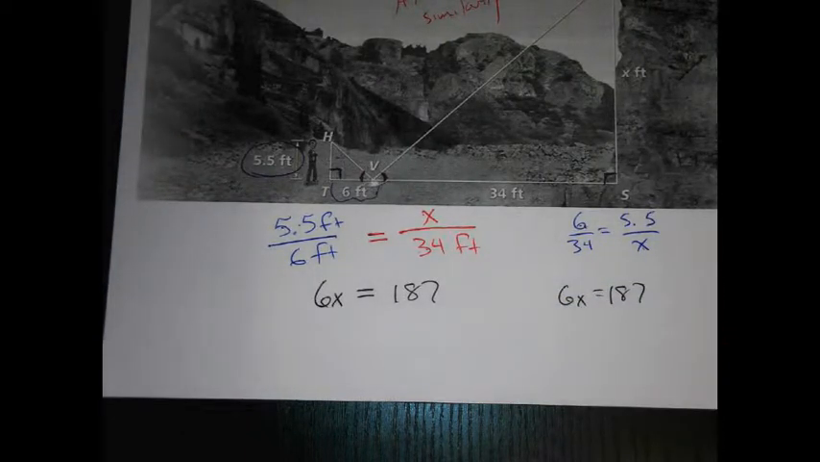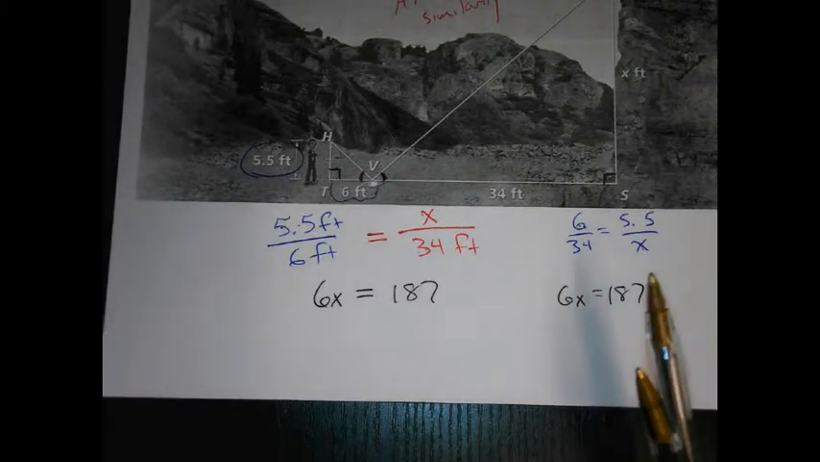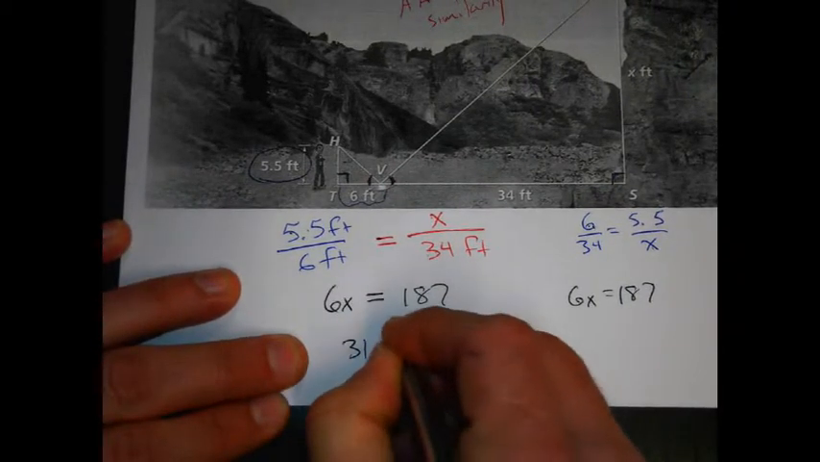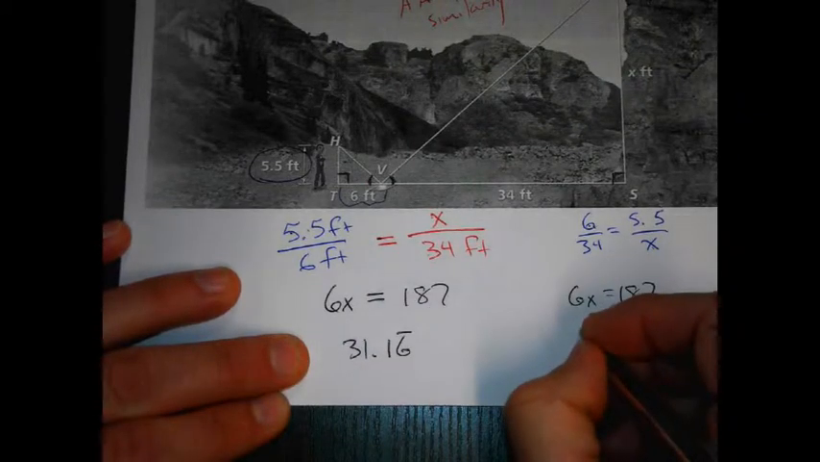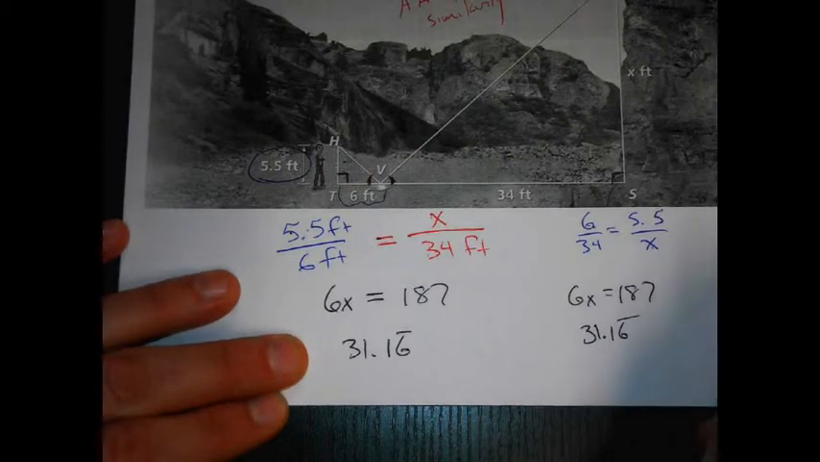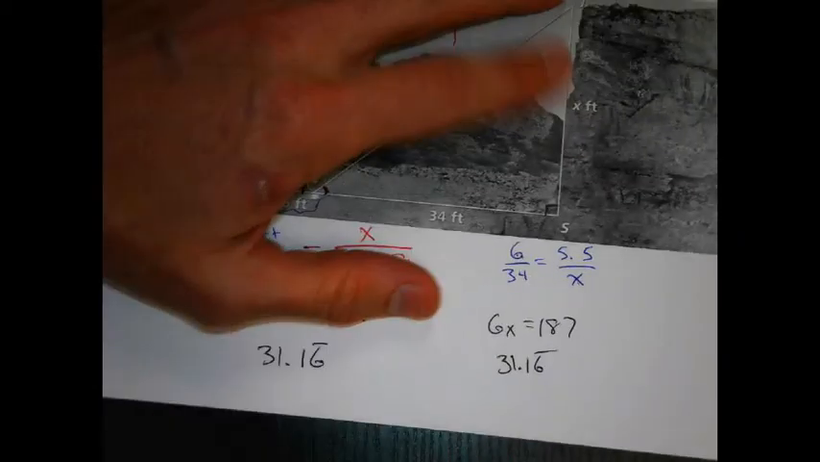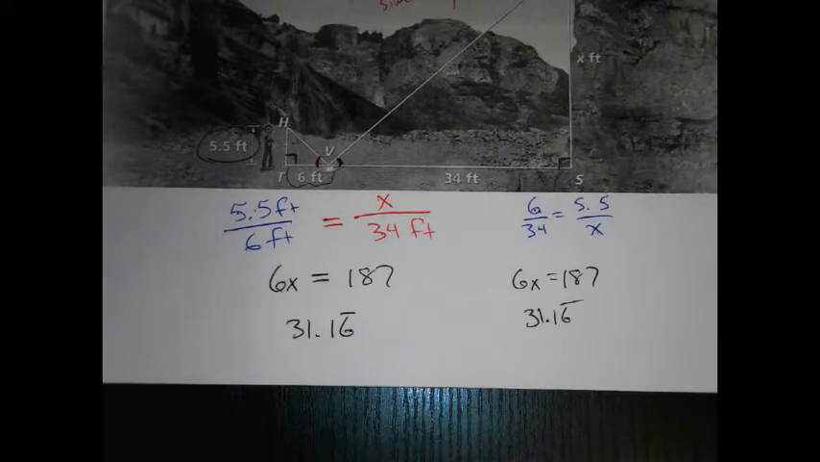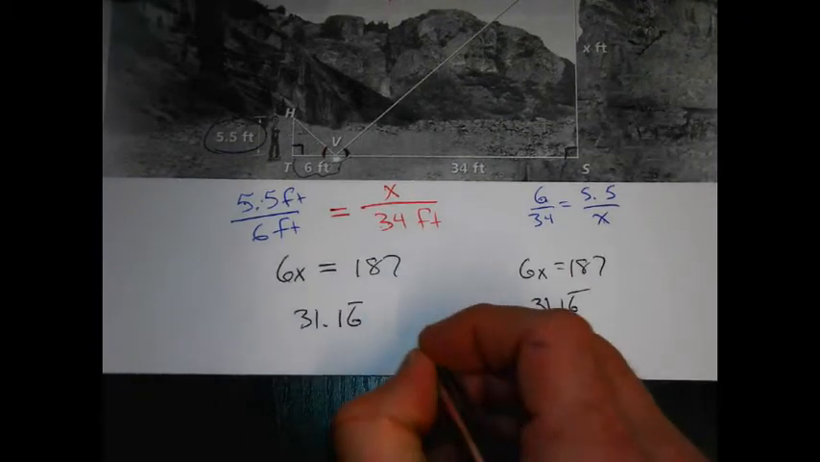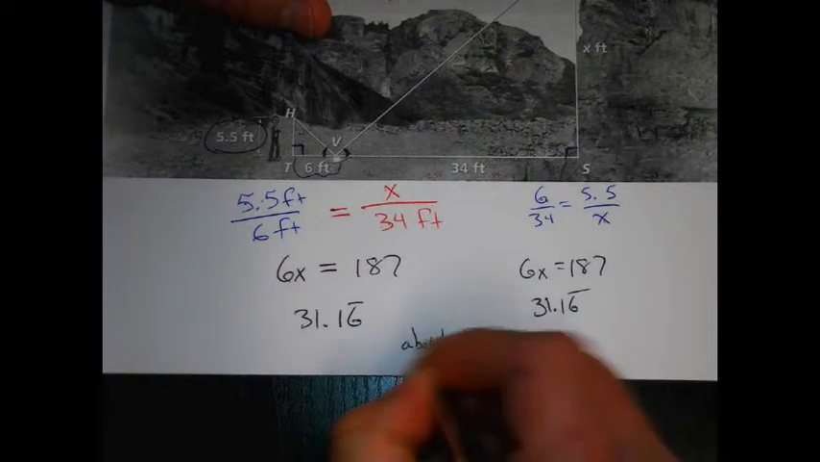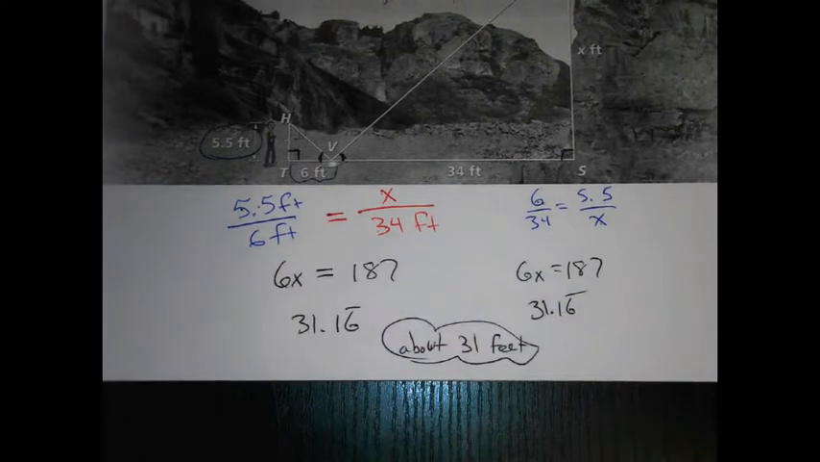No matter what, we're going to have the same equation. When we divide both sides by 6, we have 31.16 repeating. That's going to be our missing value no matter what. So what does that mean? That means the cliff height is about 31 feet. So Darius is going to have to go up about 31 feet. That's how that works. Yay! Similar triangles with a mirror.